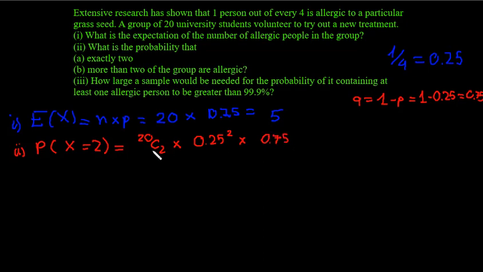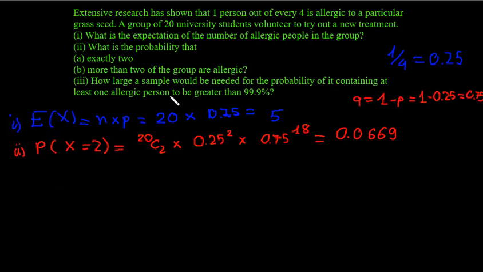0.75. We have 20 students, 2 students are allergic, so we have 18 more students not allergic to the particular grass seed, which is equal to 0.0669.